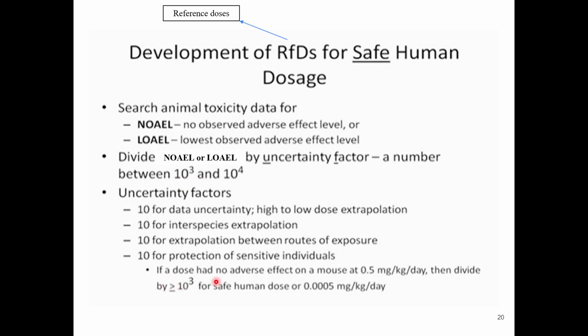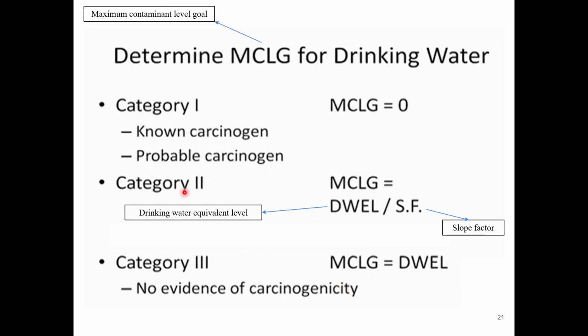So for example, if a dose had no adverse effect on a mouse at 0.5 milligram per kg per day, then to find the safe human dose, we will divide it by greater than or equal to 10^3. Okay, so that is the definition. So for getting the safe human dose, we divide it by greater than or equal to 10^3. If we divide it by 10^3, we will get 0.0005 milligram per kg per day. So that can be said, with some certainty, to be the dose having no adverse effect for humans, or the safe human dose. Okay, so that's where the uncertainty factors help.